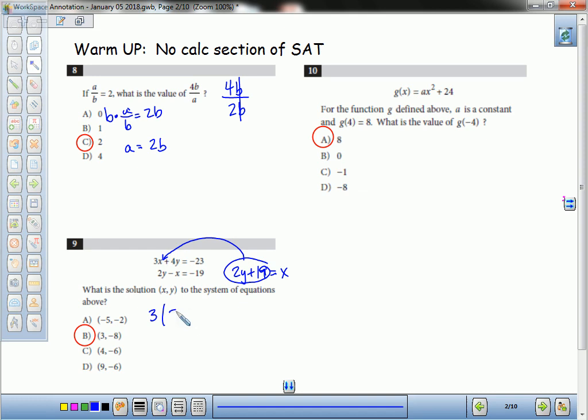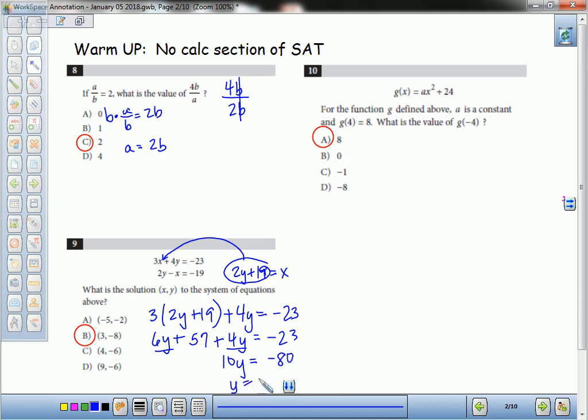So we get 3 times (2y plus 19) plus 4y equals negative 23. And then we have one equation with one unknown, so we'll just distribute to solve. So this gives us 3 times 19, which is 57. And then we will subtract the 57 and add the y's here, so we'll get 10y equals negative 80. So y is negative 8, and my solution is B. If we plug back in negative 8, we will see that x equals 3.